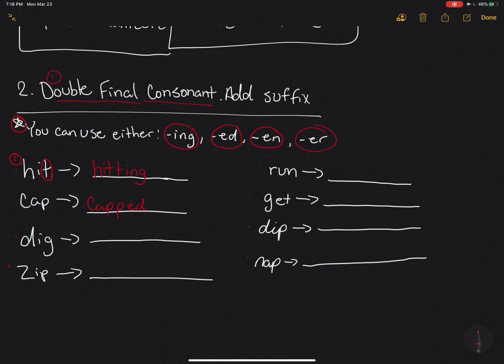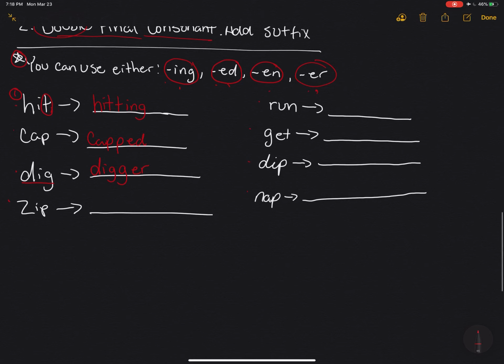Okay, let's move on to dig. So once again, follow the first instruction, which is to double the final consonant. So dig, double the G. And since we picked ing, and we picked ed, let's go ahead and pick er. Okay, so now what we need to do is add the suffix er. So no longer is it dig, but now it's digger. Somebody who likes to dig. Digger. Okay, we're going to do one more.